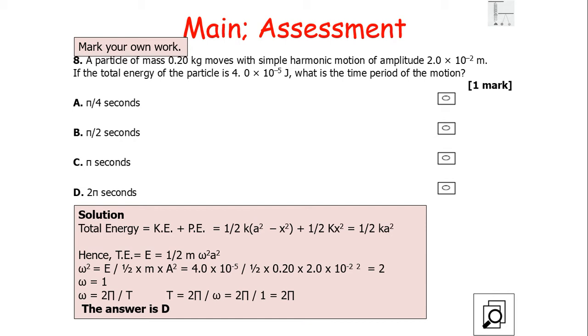So we rearrange that and work it through. So we work out that omega squared equals 1, so therefore omega equals 1. So therefore 1 equals 2 pi over T. So T is 2 pi over omega, which is 2 pi over 1, which is equal to 2 pi. So the answer is D.